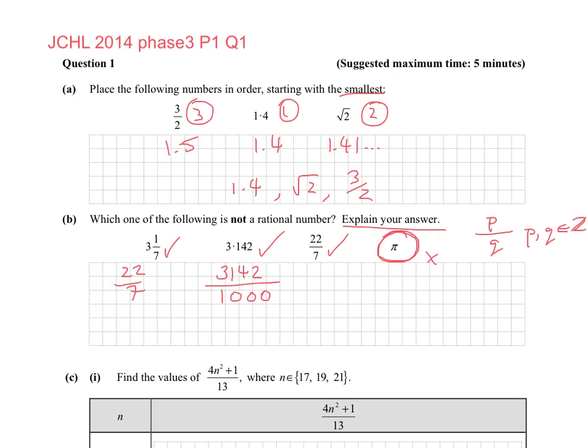Now, in terms of explaining your answer, to a certain extent, I think it's perfectly reasonable just to know that pi is an irrational number. If you knew it's irrational and stated it's irrational, I think that's acceptable. But as I said to you, I've gone through all the other numbers and shown that they can be written as a fraction. Therefore, by a process of elimination, pi is the only one that can't be. Moving on to part C.